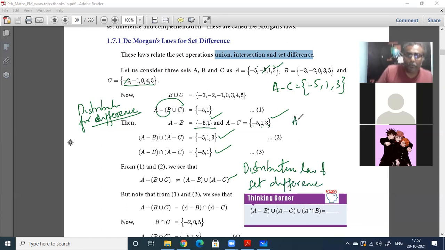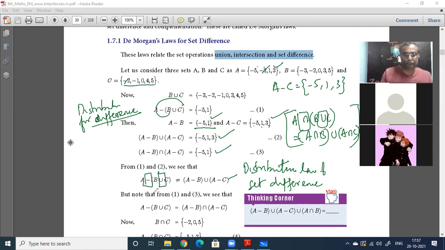Usually, A intersection (B union C) is equal to (A intersection B) union (A intersection C). This is the distributive law of intersection over union. But here he is telling us that the distribution of difference over union is not true: A minus (B union C) is not equal to (A minus B) union (A minus C). That is a very important conclusion that we are arriving at.